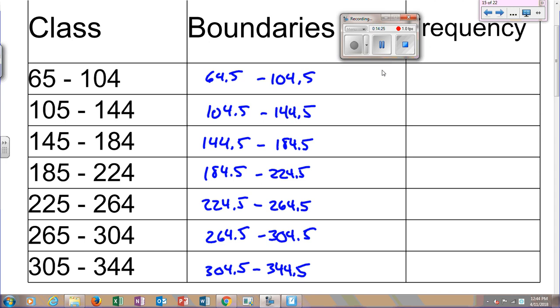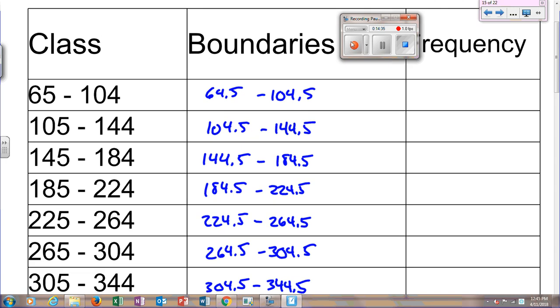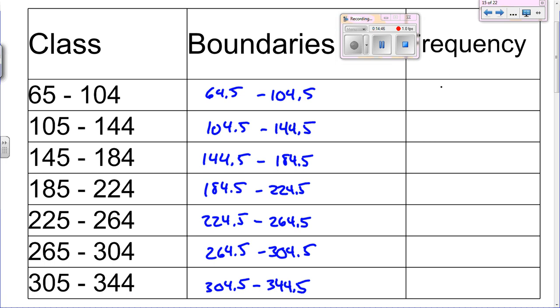Now we have to do those frequencies again. So now we just copy our frequencies over from the other table. 6, 9, 6, 4, 2, 1, 2.